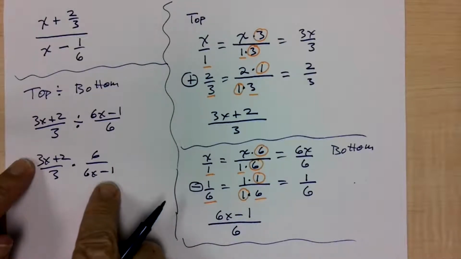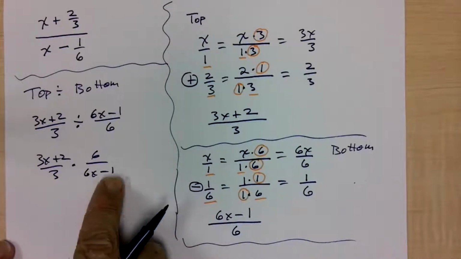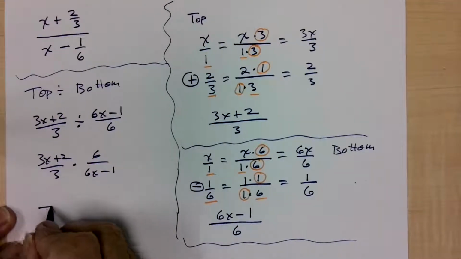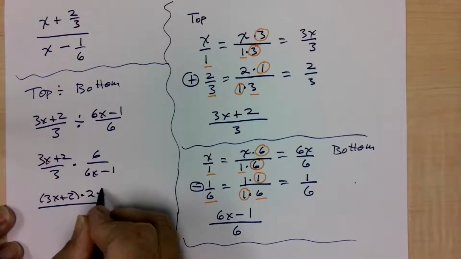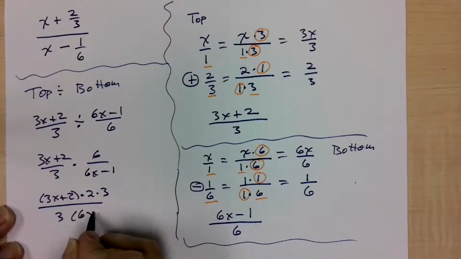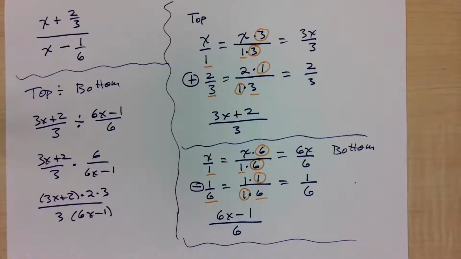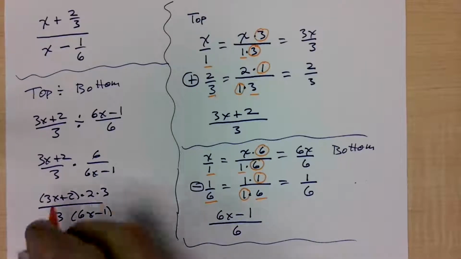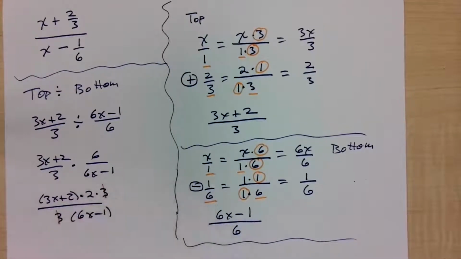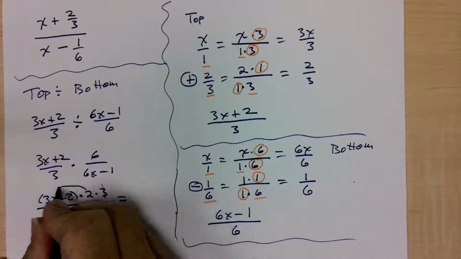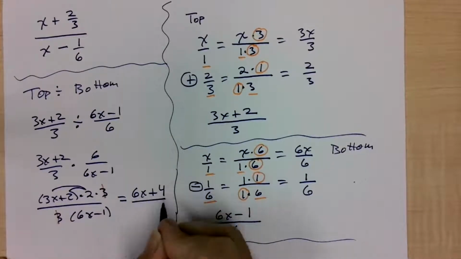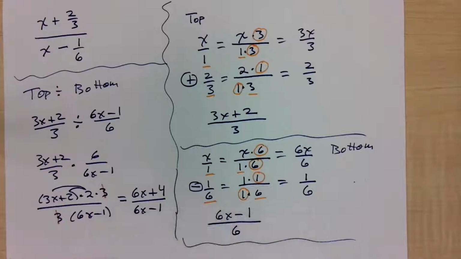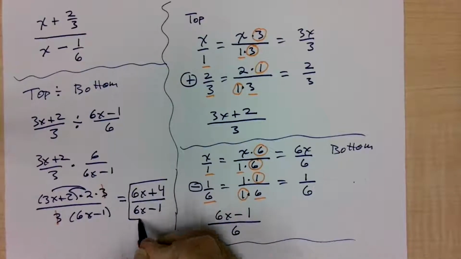3x plus 2 and 6x minus 1 do not factor, but 6 I can think of as 2 times 3. So I could write this as 3x plus 2 times 2 times 3 over 3 times 6x minus 1. Here you will notice 3 over 3 is the same as 1 over 1. So I get 2 times 3x plus 2, which is 2 times 3x, 6x, plus 2 times 2, 4, over 6x minus 1. That is our final answer.